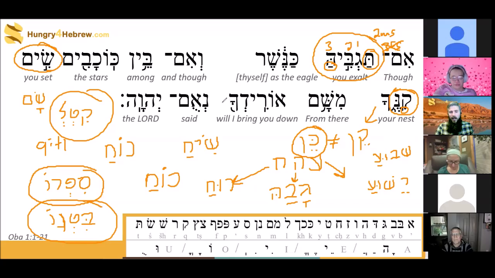Misham oridcha. So we got the cha. What's orid? We just saw yorid. Now we see orid. So this is an aleph-prefixing yiktol letter. So I will, and there's that yarad again in the hifil. I will cause to descend you. I will bring you down.